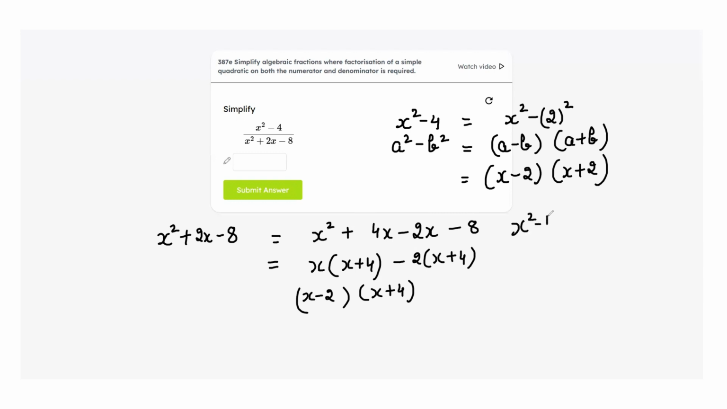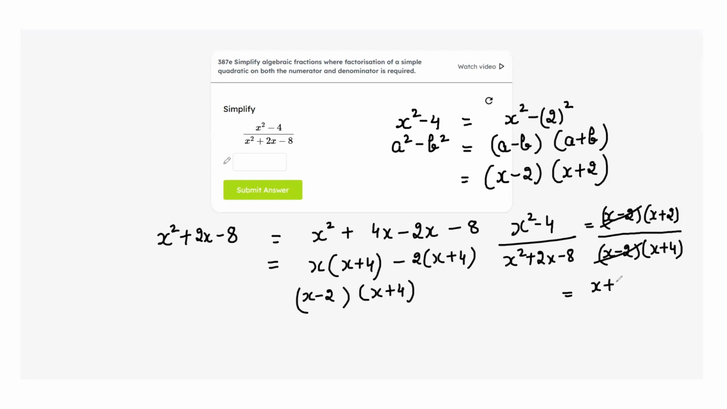It is x squared minus 4 over x squared plus 2x minus 8. So in place of x squared minus 4, we will write down x minus 2 into x plus 2. And in place of x squared plus 2x minus 8, we'll write down x minus 2 into x plus 4. Now we will simplify this, and finally we'll get x plus 2 over x plus 4.